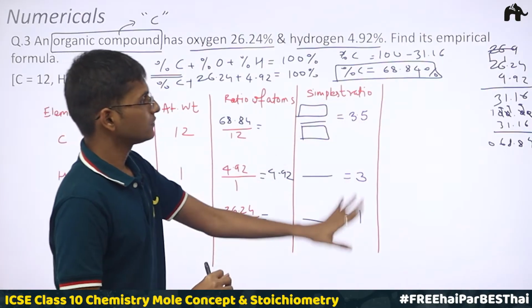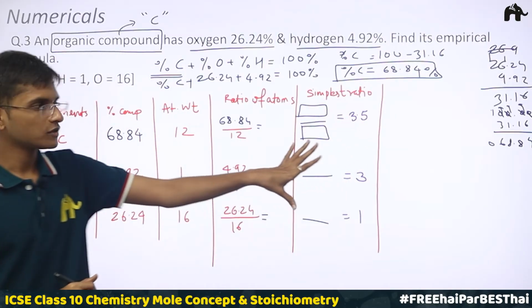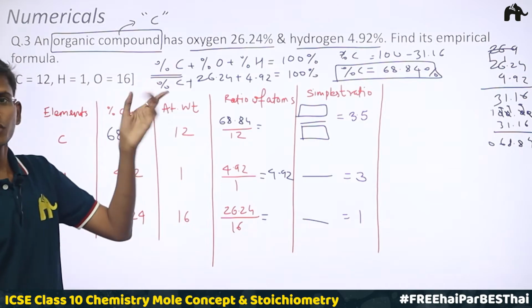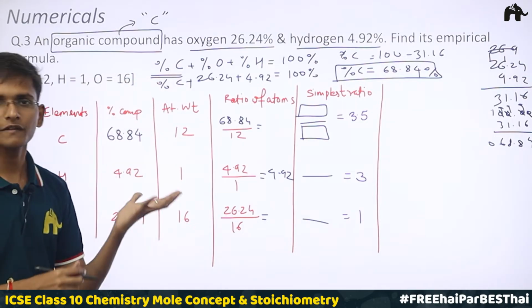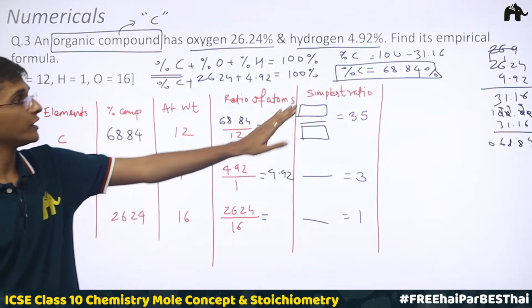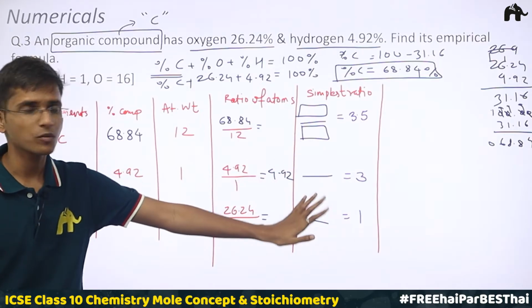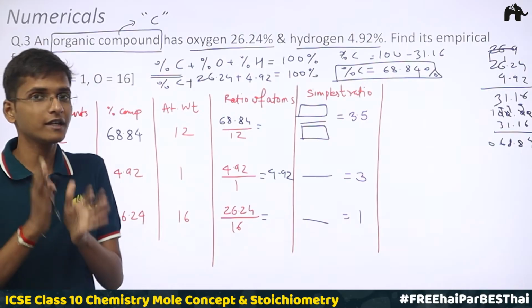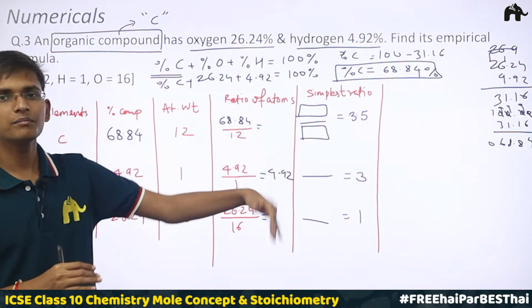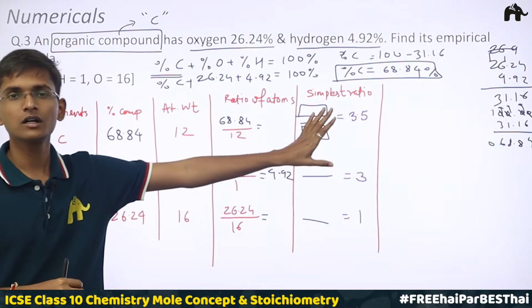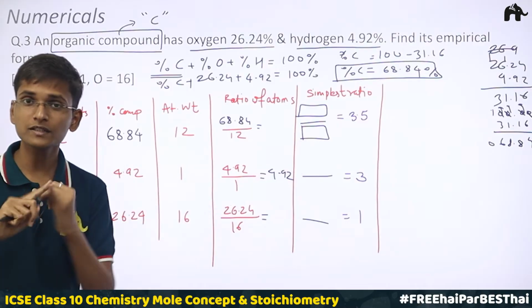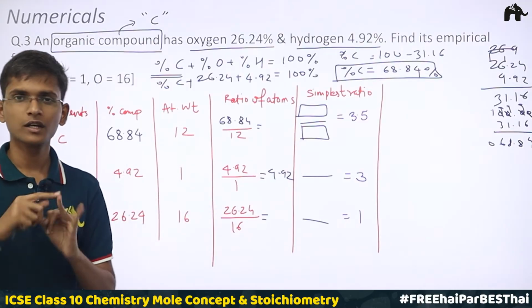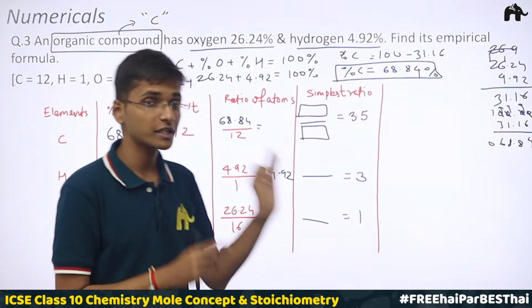Now, why I have chosen this question is, first of all, the percentage composition was not given for one element. Second thing is, you get a ratio which is the simplest ratio, but it is not a whole number ratio. So I have told you, you have to take care before writing the empirical formula. You have to see whether the ratio is the simplest whole number ratio or not. So here it is the simplest ratio, but it is not whole number.